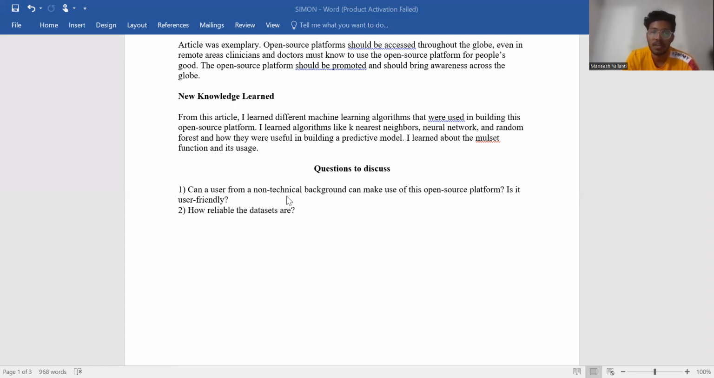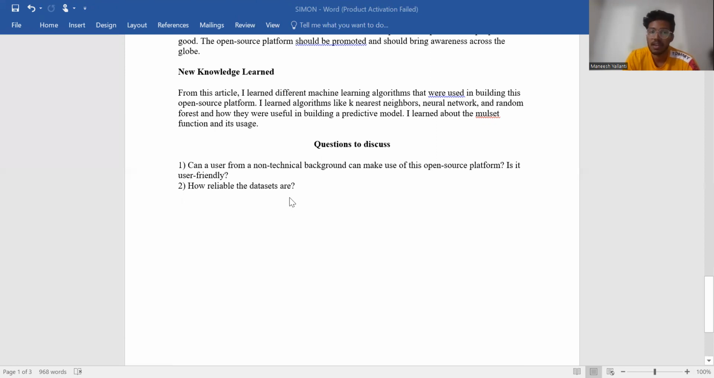Questions to discuss. Can a user from a non-technical background make use of this open source platform? Is it user-friendly? And how reliable are the data sets?